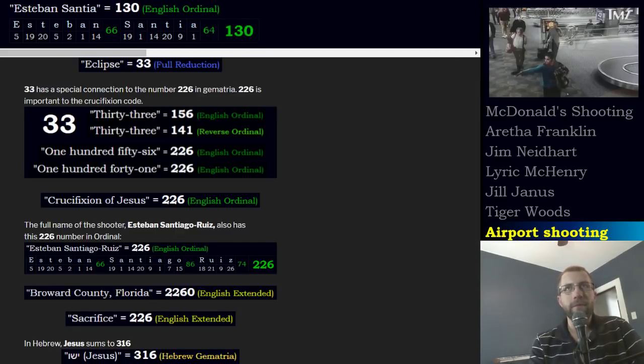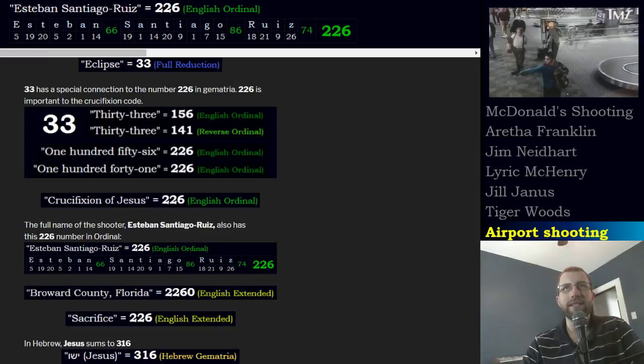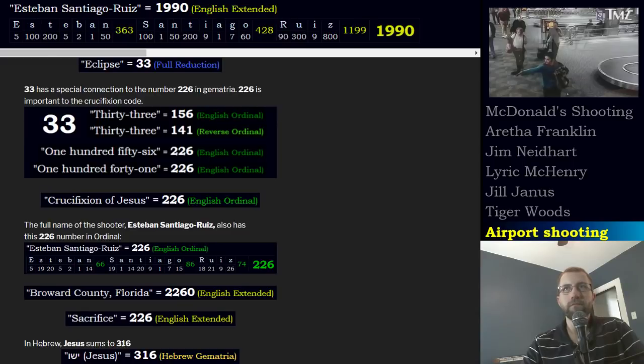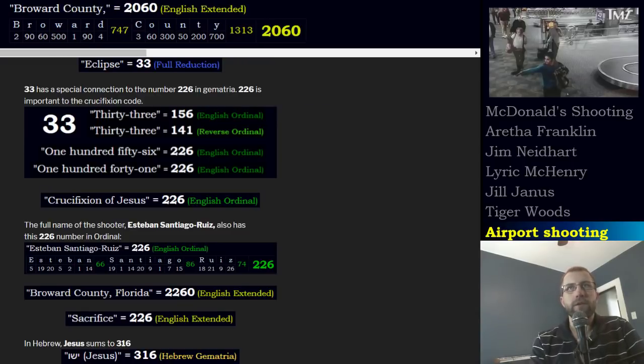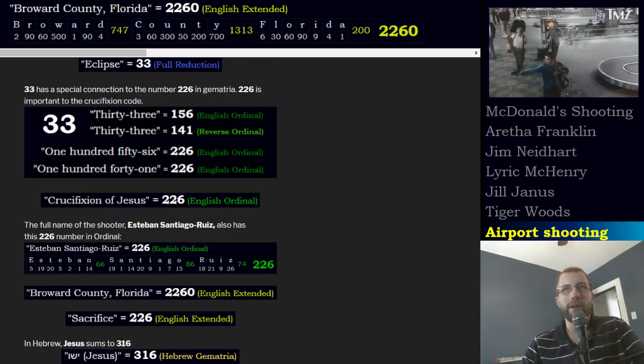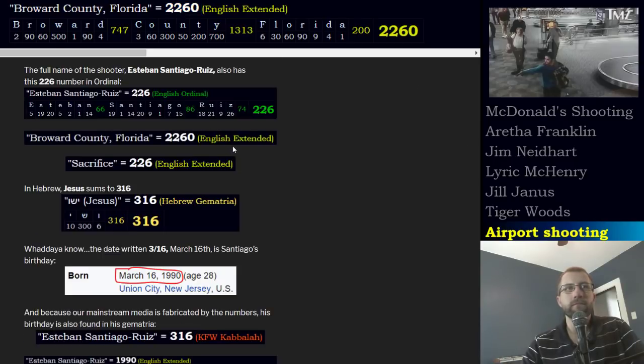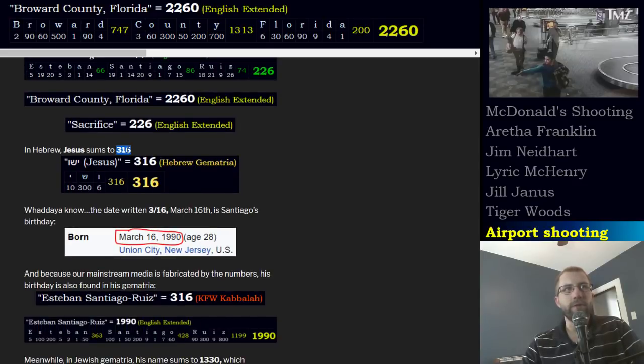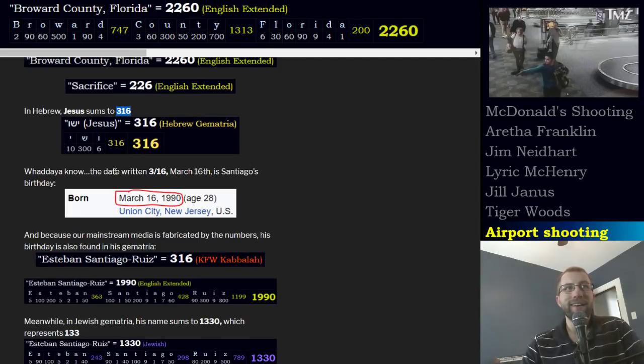The full name of the shooter is Esteban Santiago Ruiz, and that sums to 226 ordinal. This shooting was in Broward County, Florida, which has 226 Gematria in extended. Now, in Hebrew Gematria, Jesus sums to 316. This guy was born on March 16th, the date written 316. Are you freaking kidding me?